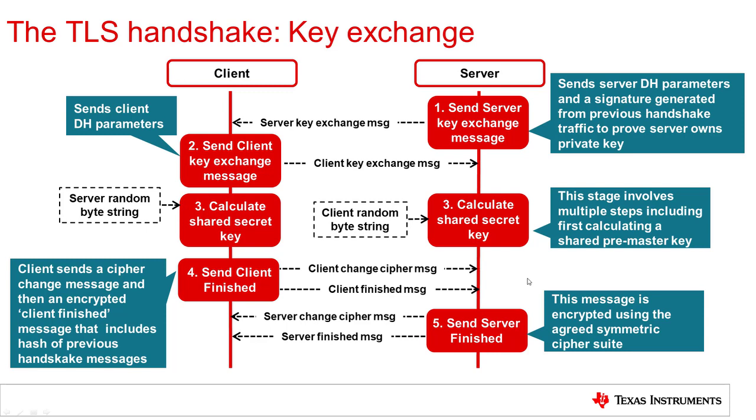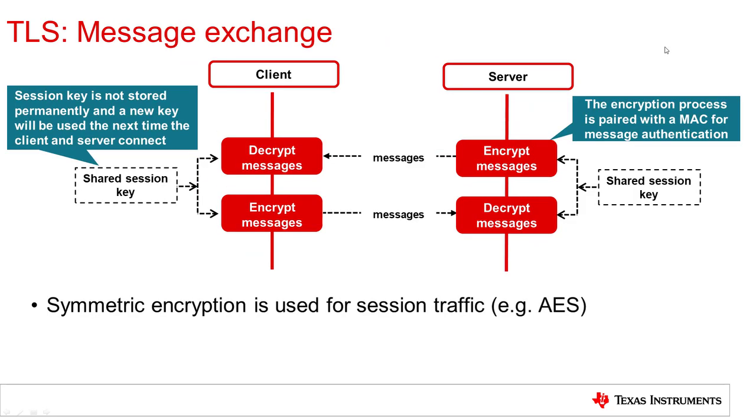At that point, the server obviously changes to using the symmetric encryption protocol agreed for the rest of the session, and it sends back its change cipher message and its server finish message, so the client can again verify that there were no successful attacks during the exchange. Once the TLS handshake is complete, the session can then proceed with message exchange between the client and server.